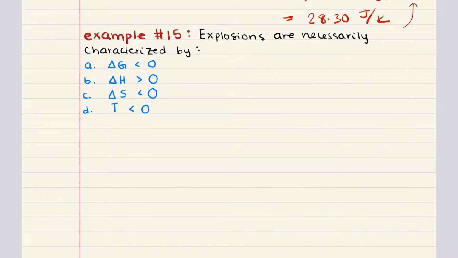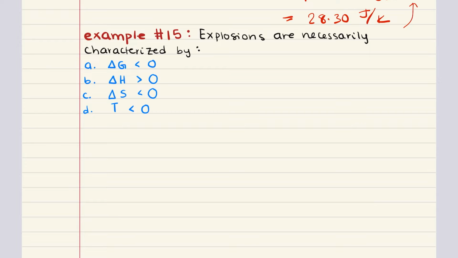Now we can tackle our last and final problem. Problem 15 says explosions are necessarily characterized by blank. A says that delta G is less than 0. B says delta H is greater than 0. C says that delta S is less than 0. And D says that T is less than 0.